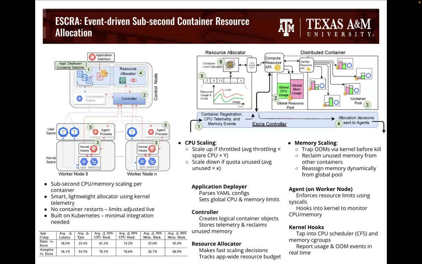Thus, ESCRA is a new class of resource management that responds faster than anything that came before.